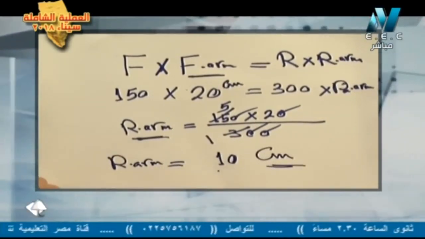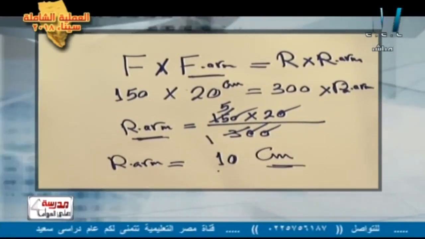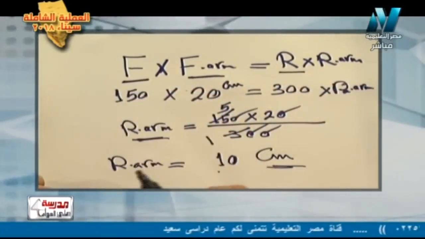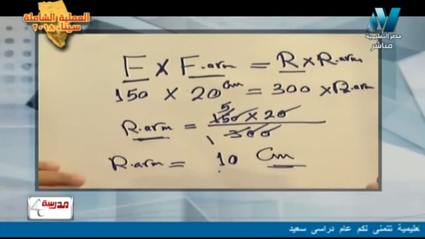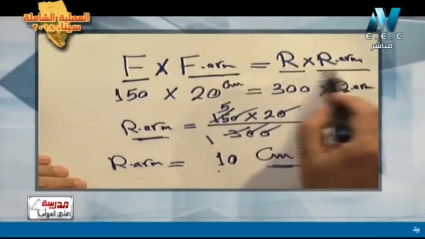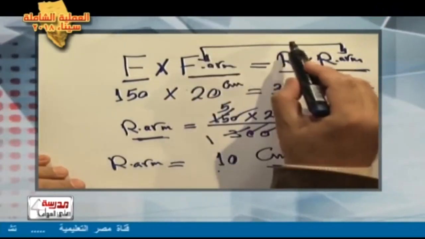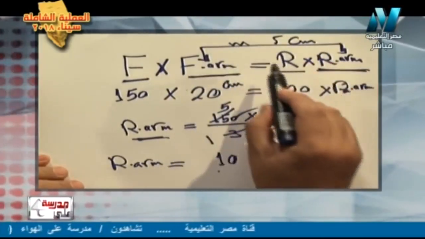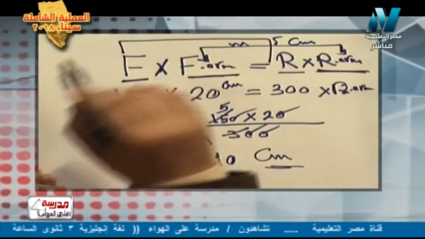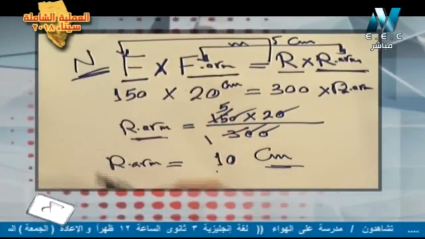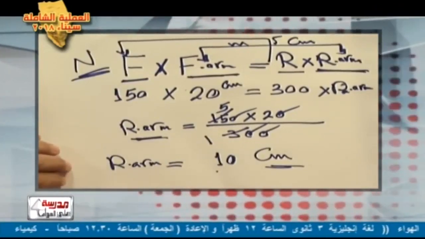We must pay close attention that the effort force and the resistance force both have the same unit, usually Newton, or sometimes kilogram, but usually Newton. The effort force arm and the resistance arm have the same unit, which will be centimeter or meter. So now the problems of lever seem very easy, because you only write the law, extract the values, and at last find the missed value or say whether the lever is balanced or not.